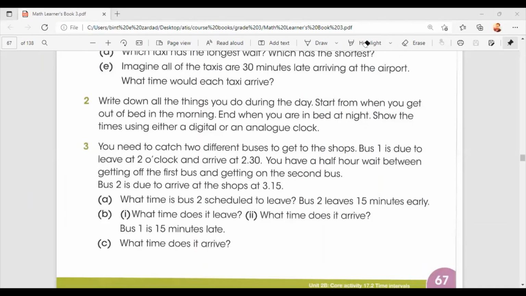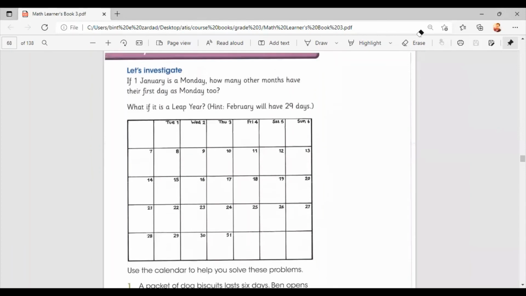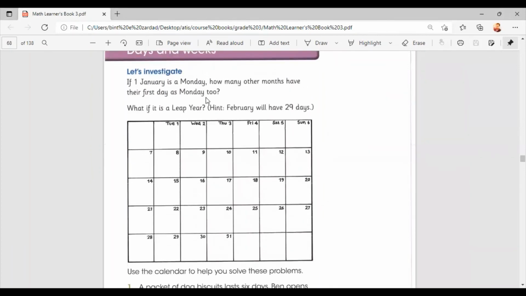After this, the next question, days and weeks. If 1st January is a Monday, how many other months have their first day as Monday too? It should be after 3 months. If January, then February, March, April, then May, June, July, August, then September, October. After a 3-month gap, 90 days, you can say the month coming has the same day. Okay, what if it is a leap year? What is a leap year? It is coming after 4 years. After 3 years, the 4th year is the leap year.